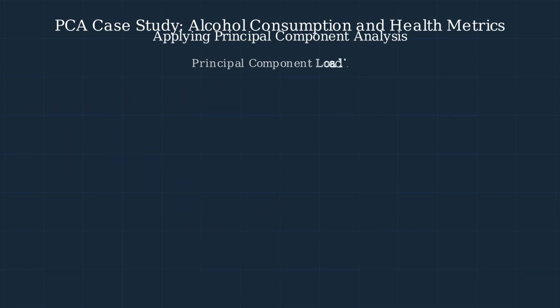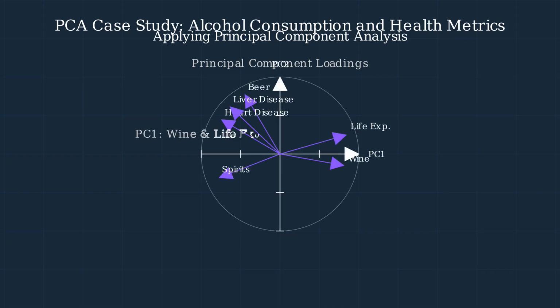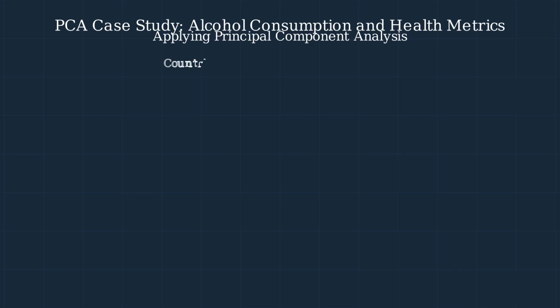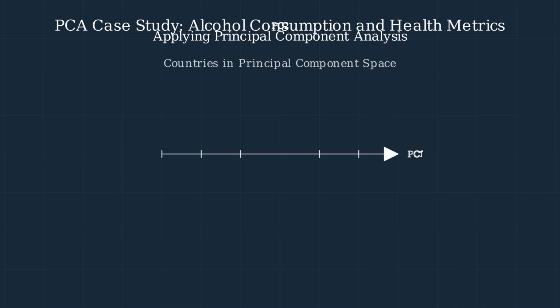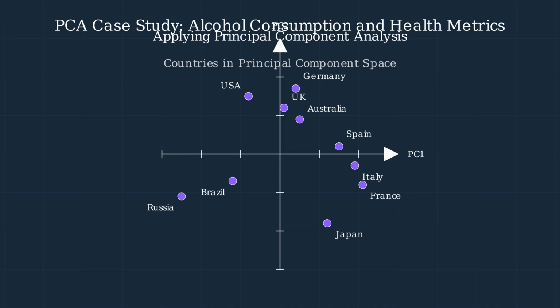Examining the component loadings helps us interpret what each principal component represents. The first component contrasts wine consumption and life expectancy against spirits consumption and disease rates. The second component mainly represents beer consumption and liver disease. When we plot countries in the principal component space, we can identify clear patterns.